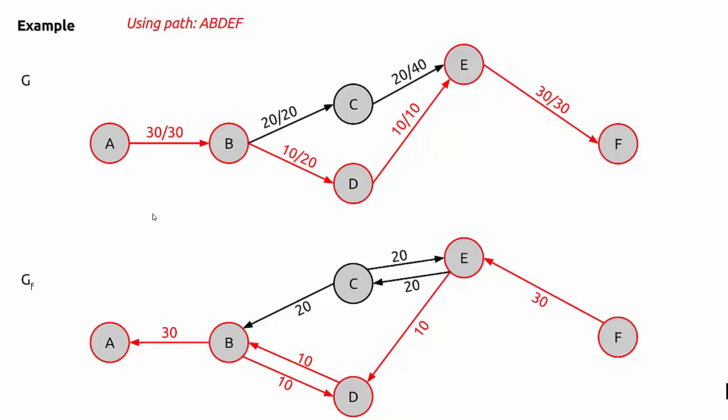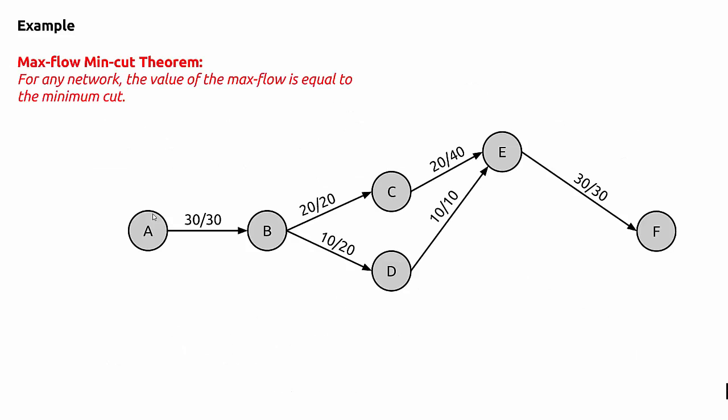So you do it again for a different path that's been generated, and you end up with another residual graph. If you look at it, you can't really get through it because obviously from A to B there's no more capacity. Same with B to C, D to E, and E to F. So you're done. You've got your residual graph.